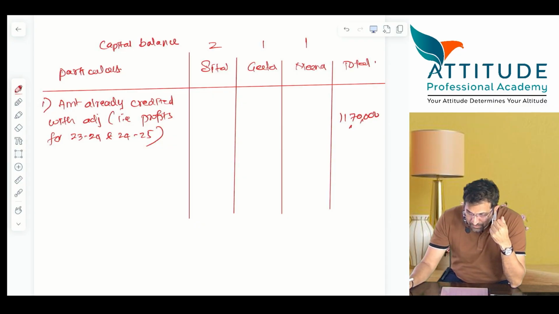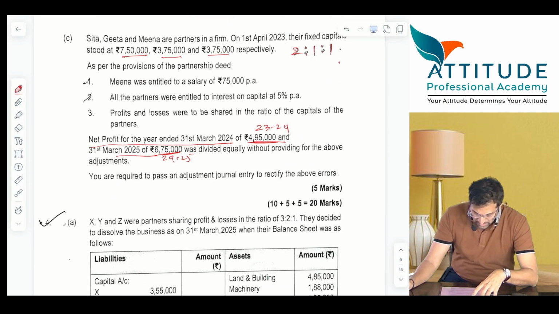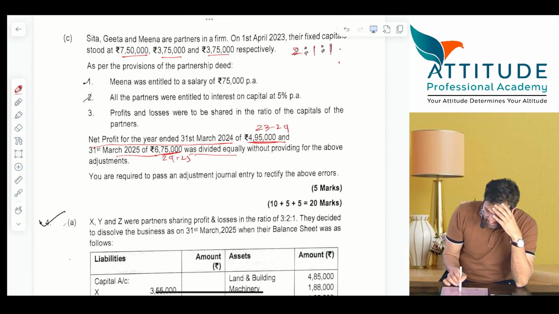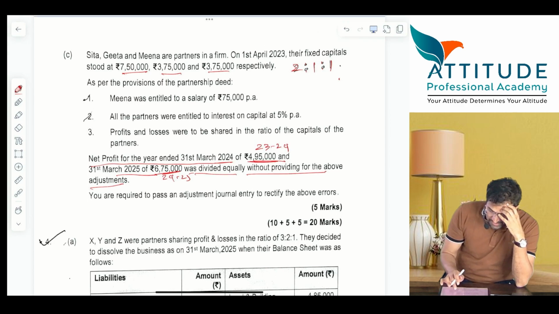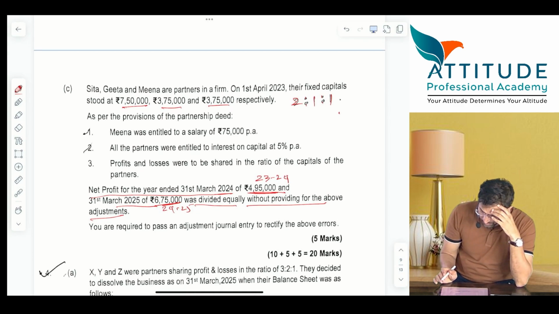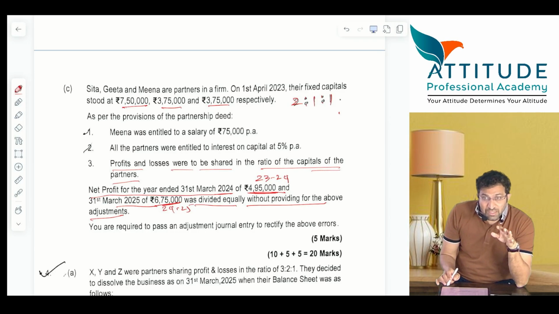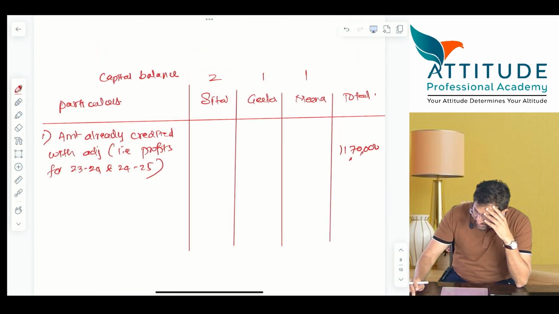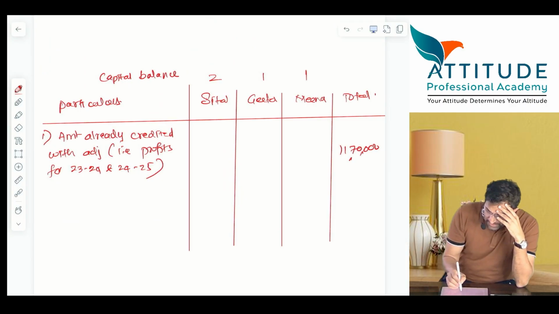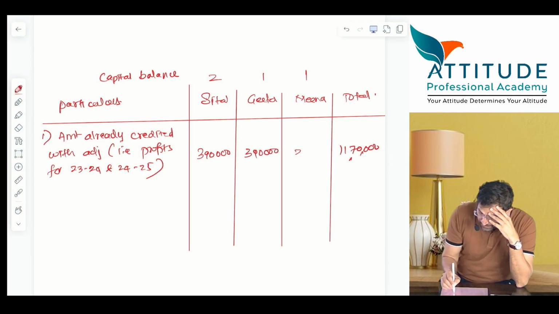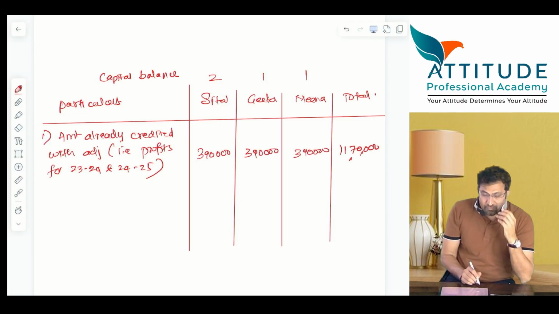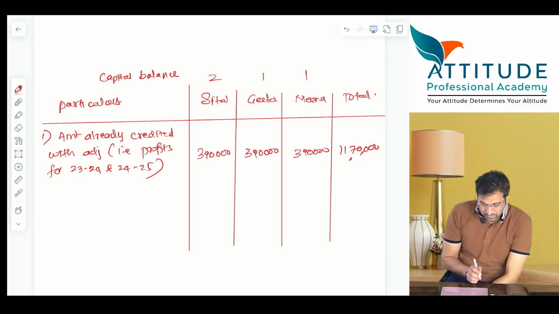I made some mistake. It was divided equally without providing the above adjustments. Actually, in which ratio should it have been divided? It is given that profits and losses are to be shared in the ratio of their capitals, but it was not divided in the capital ratio, it was divided equally. So divide by 3. 11,70,000 divided by 3 gives you 3,90,000. This is wrong, so it was wrongly credited.